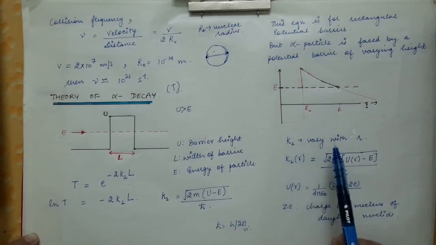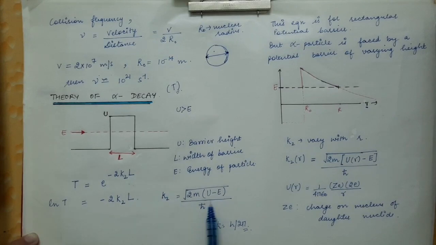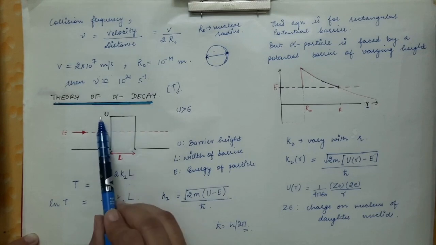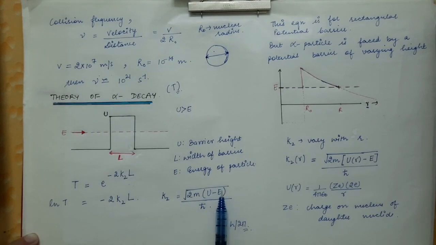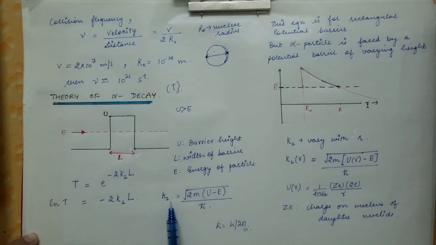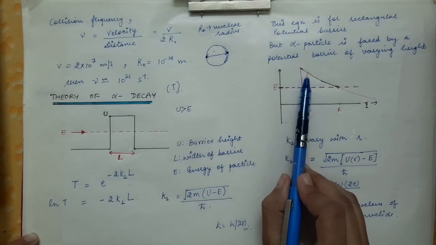So K2 will vary with the distance. In the previous case, K2 was constant because 2 is constant, m is constant, U is constant up to a certain distance, the energy of the particle is constant, and h cut is constant. So in the case which we have just done, K2 is constant.